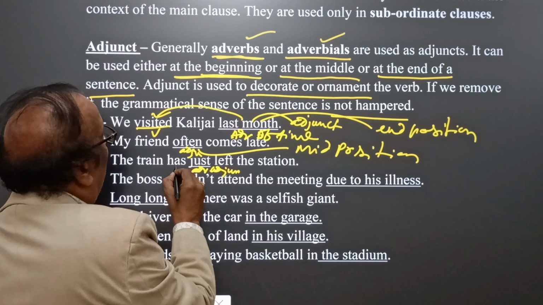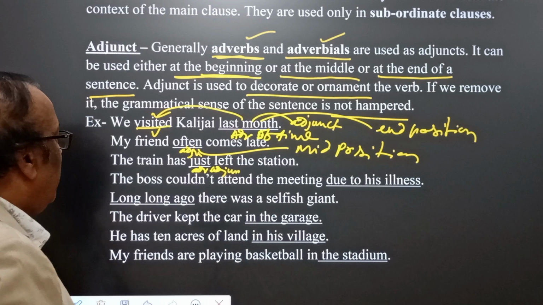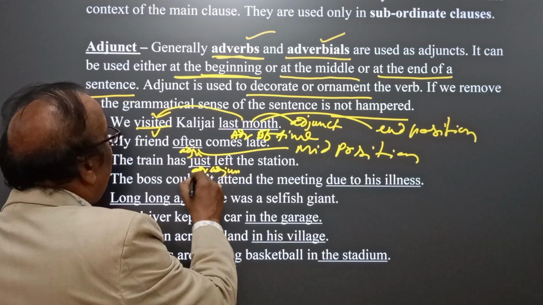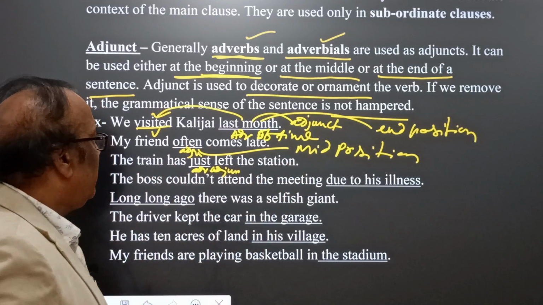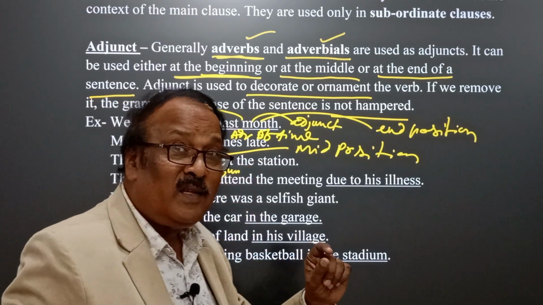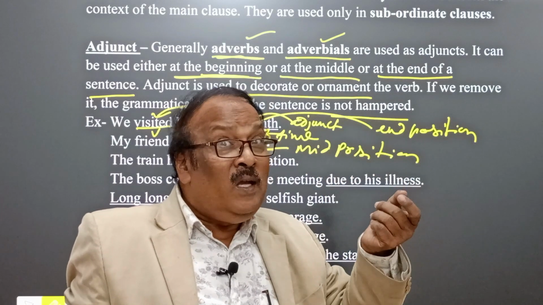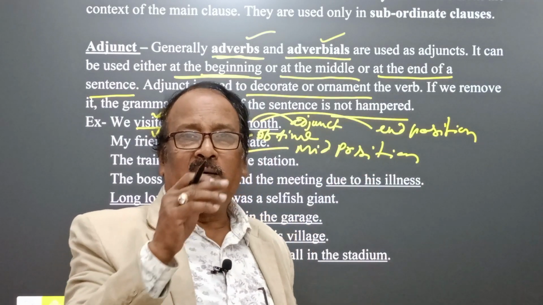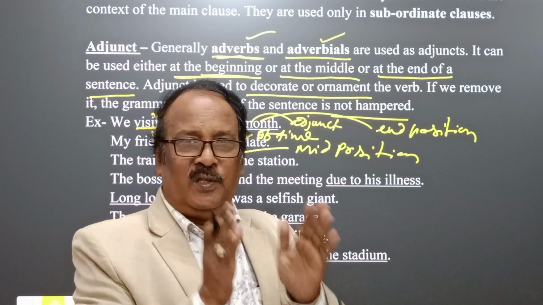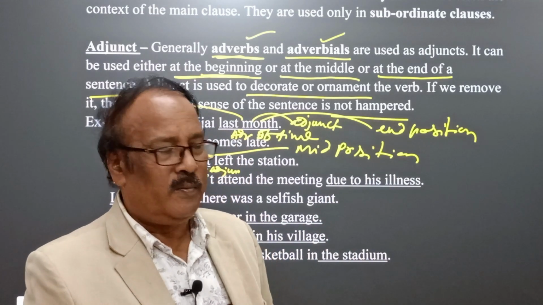It means has is the auxiliary verb, left is the main verb, and just is found in between, and just is an adverb and adjunct. If we remove it, the sentence structure will not be disturbed. The train has left the station. It gives complete meaning. But if we use just, then the train has just or recently left the station. So here is the difference. We give extra idea about the adverb of time.